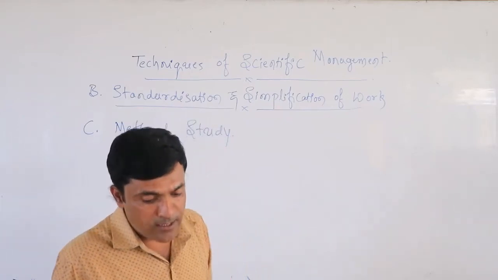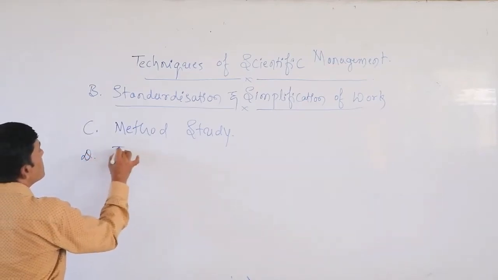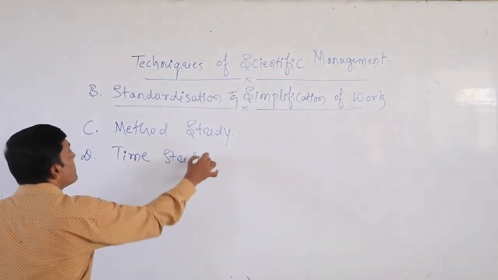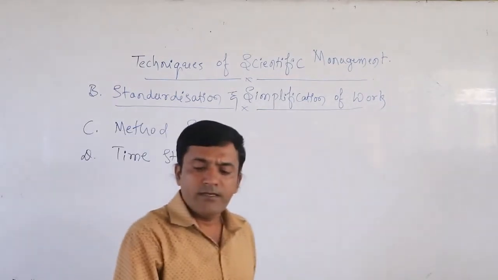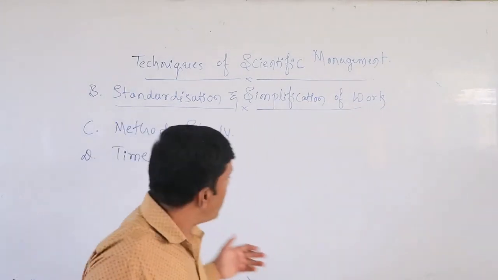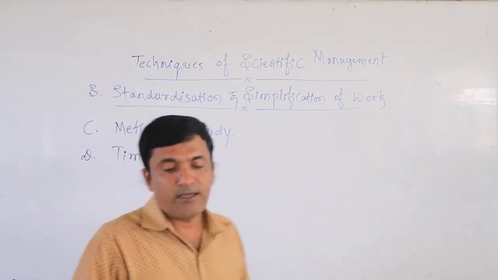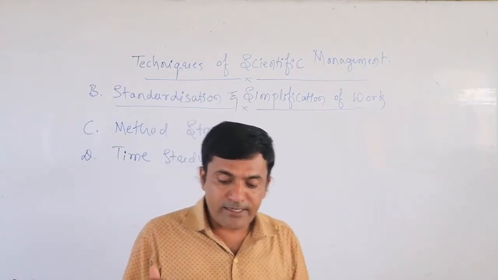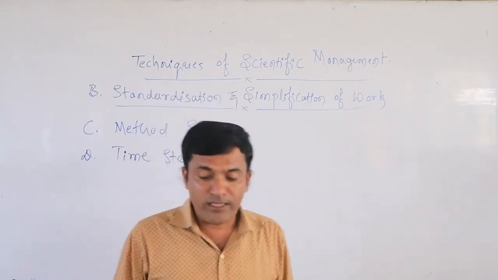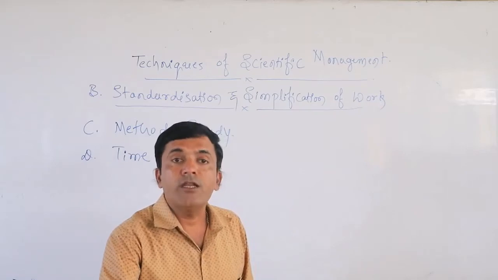Then the next point, that is time study, point number D. These are the techniques of scientific management, so still we are in process. This is point number D, time study. Under this technique, dear students, it is a technique used to determine the standard time taken by the workman with reasonable skills and abilities to perform a particular task.